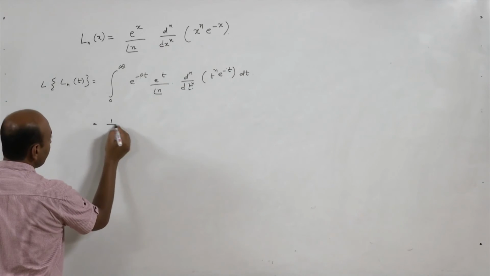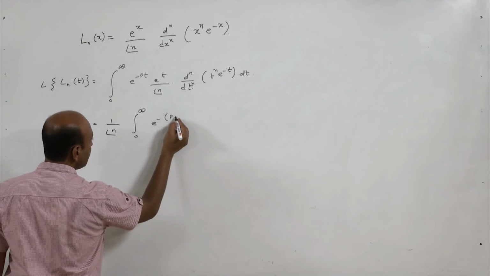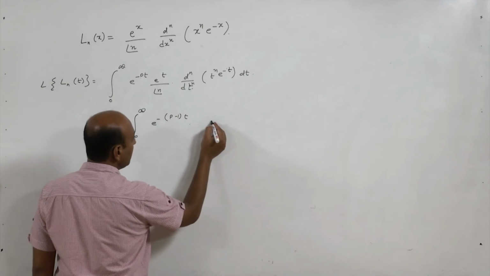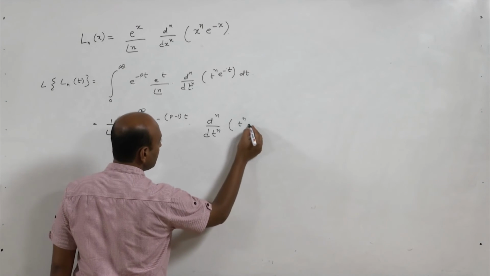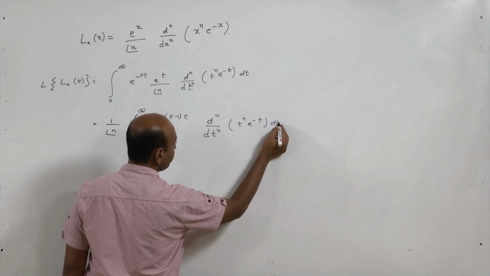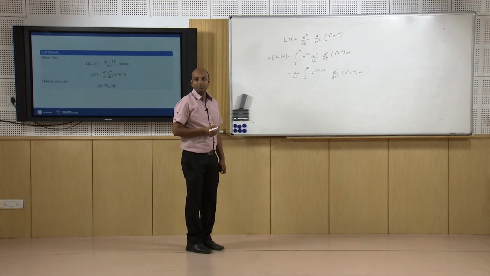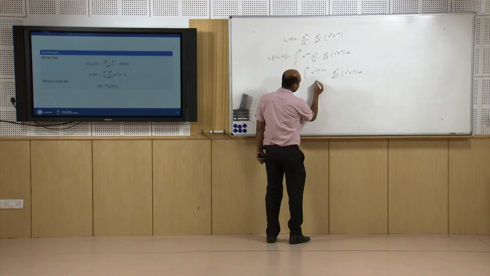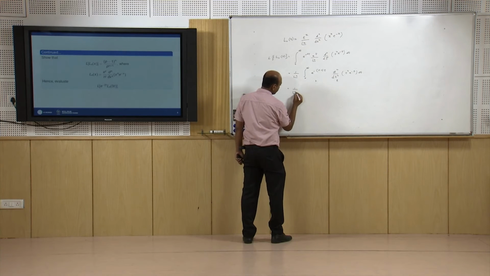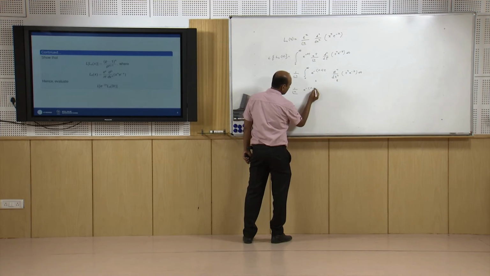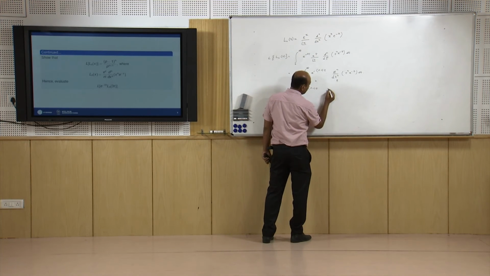So this is nothing but 1 by factorial n can be taken out. So it is integral 0 to infinity e to the power minus (p minus 1) times t into the nth derivative with respect to t of t to the power n e to the power minus t, dt. Now, you can make use of integration by parts. So let us suppose this is the first function and this the second function. So first as it is, integration of second, it is the (n minus 1)th derivative now.